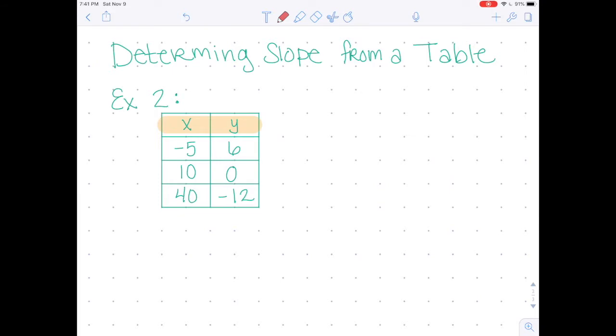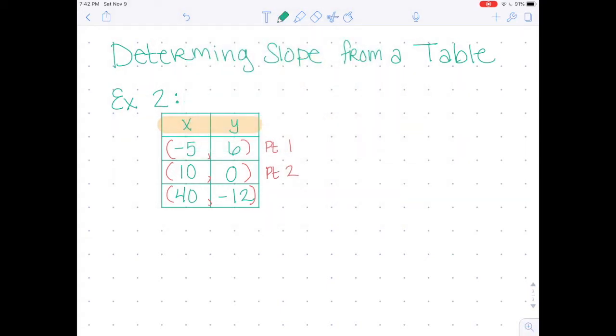Okay, so another way we can find slope is by using an XY table. So if they don't give you 2 points, instead they give you the XY table, we can find the slope pretty easily still. So these can all be rewritten as ordered pairs, like this would be (-5, 6), (10, 0), (40, -12). So all we need to do is pick points 1 and 2. It doesn't matter which two you pick. It doesn't matter what order they go in. Same as before. So I'm just going to pick this to be point 1 and the second one to be point 2.